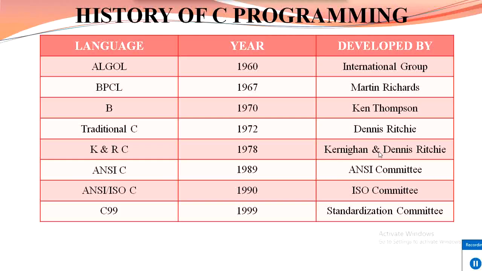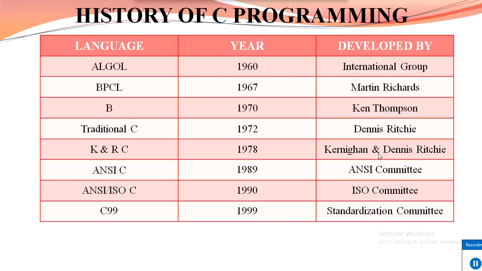In this chart, we can see the various languages that have been developed in different years. In 1960, an International Group developed Algol language. Then in 1967, Martin Richards developed BCPL. In 1970, Ken Thompson developed B language. Using BCPL and B language, Dennis Ritchie in 1972 developed traditional C.